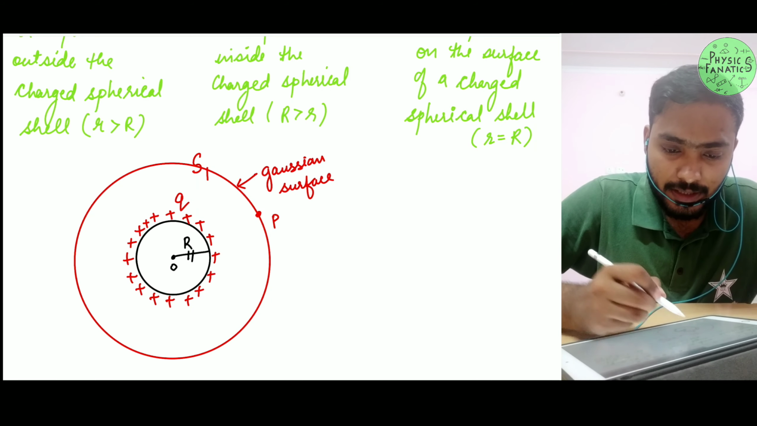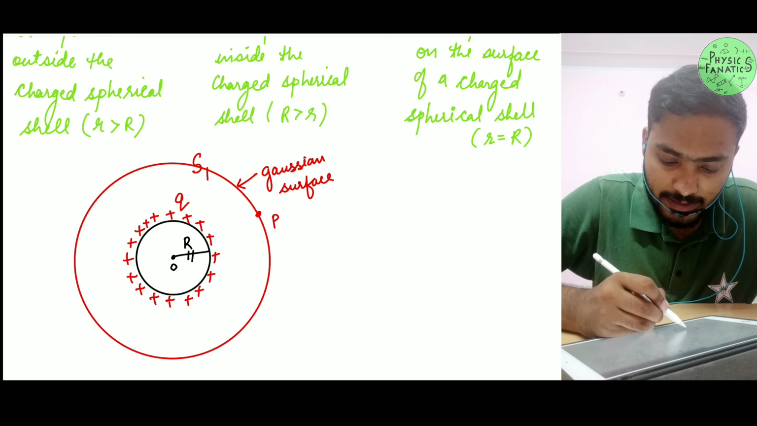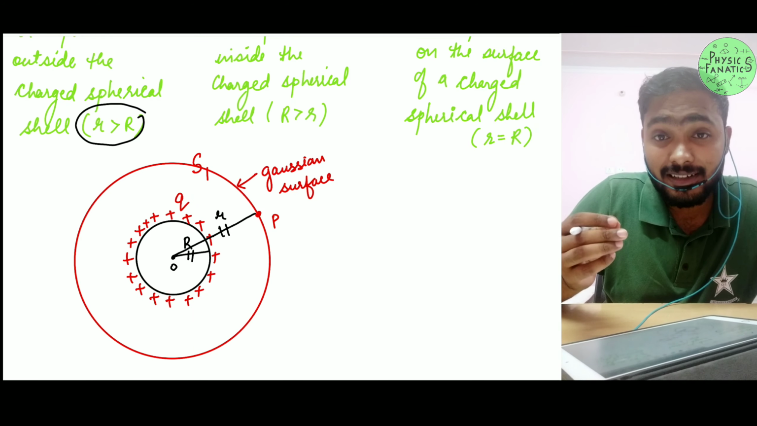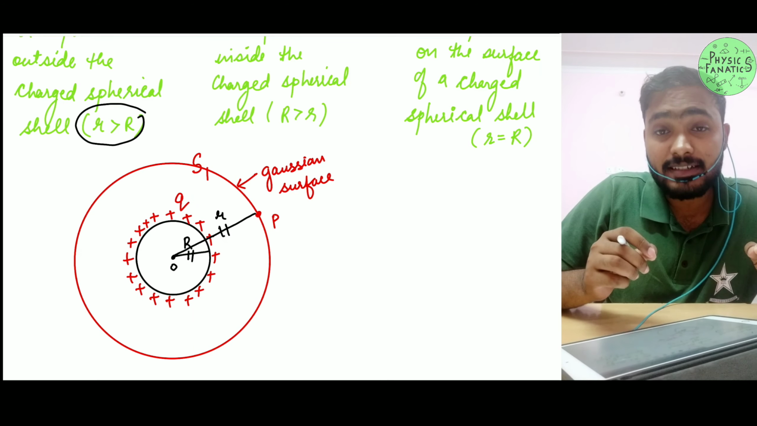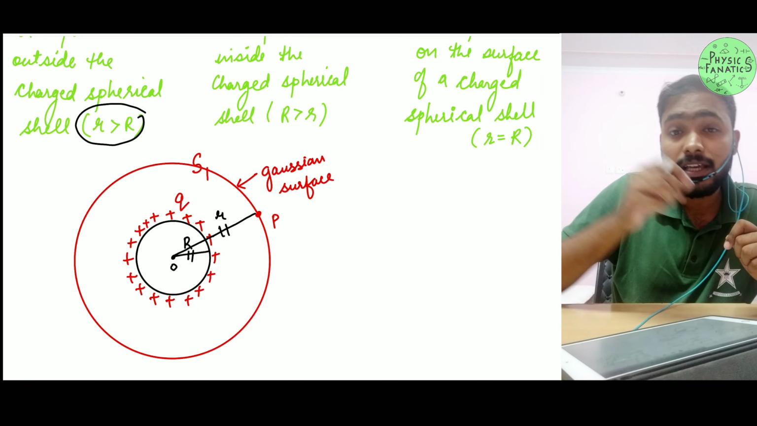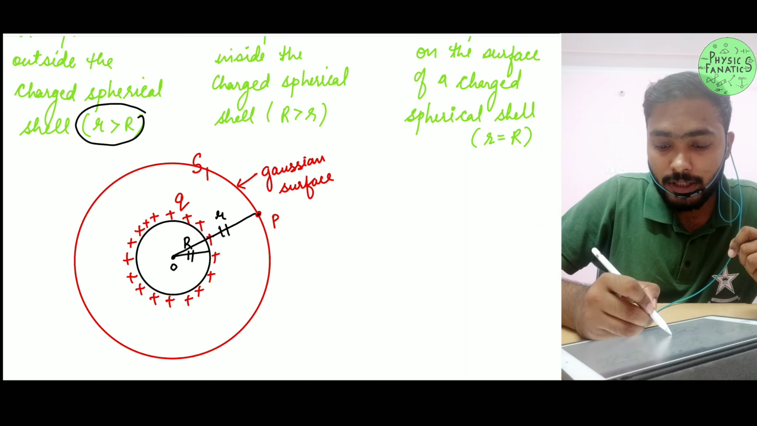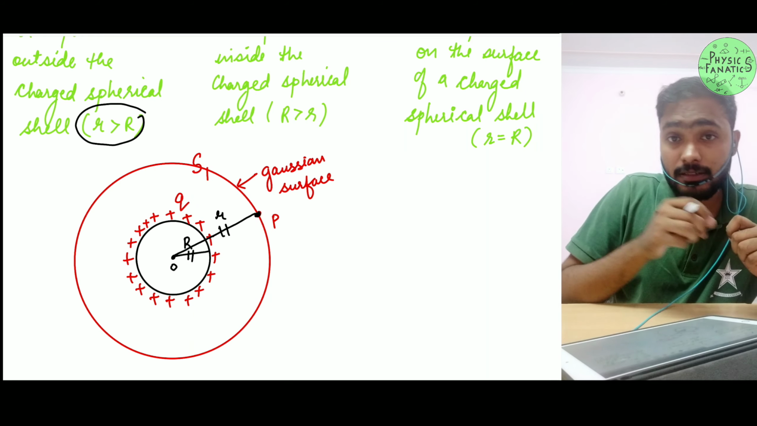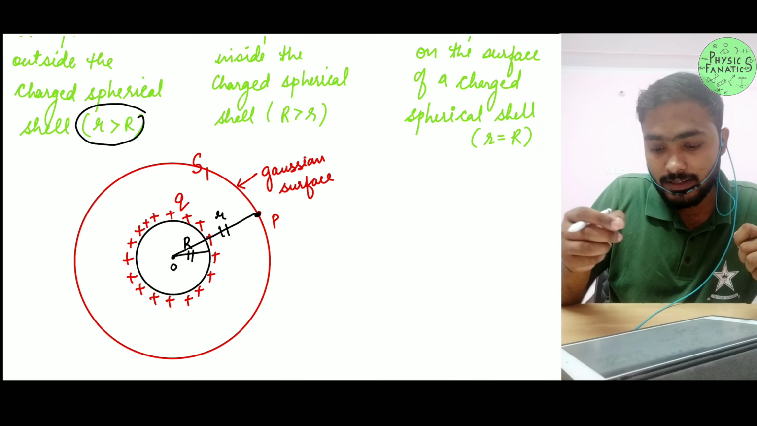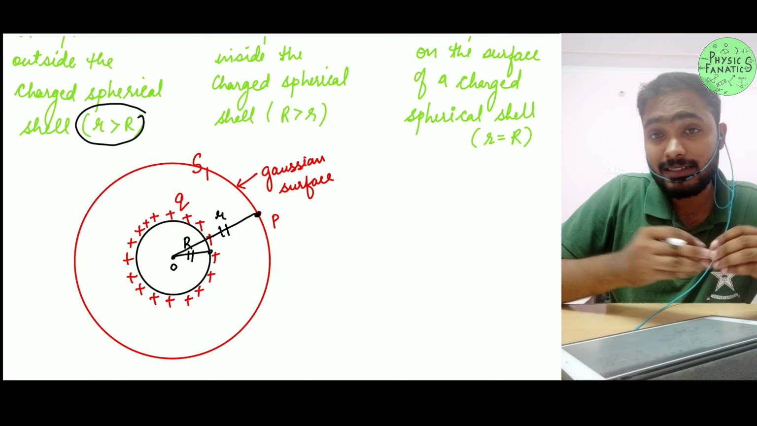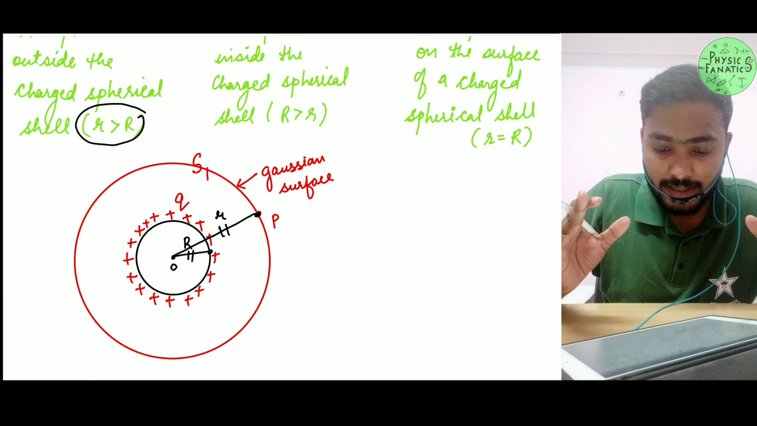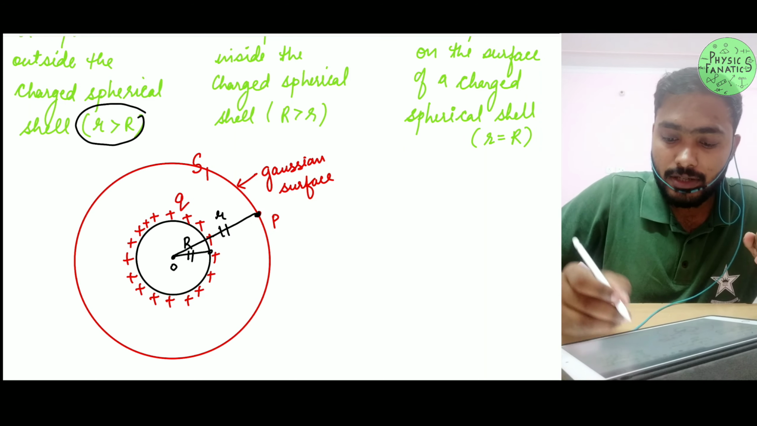This is my Gaussian surface S1, and let's say this distance is small r. You can see small r is greater than capital R. Small r is the distance between the center and the point where you're supposed to find the electric field, and capital R is the sphere's radius, the distance from the center to the surface of the sphere. I hope that is clear. So I can write it here.